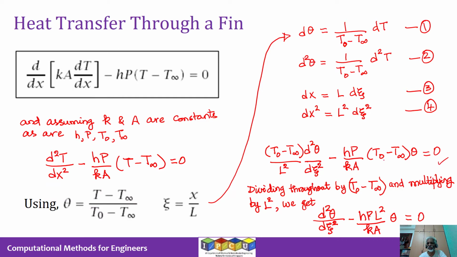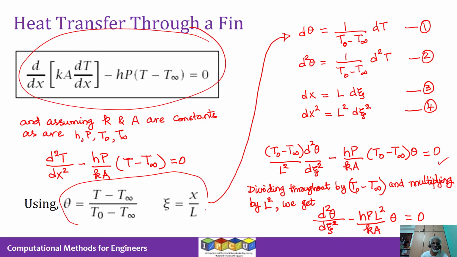Now t naught minus t infinity appears in both the terms there. So I can divide by t naught minus t infinity throughout and also multiply the equation by L squared. When I do that, this equation reduces to d2 theta by d psi squared minus hpl squared by ka times theta is equal to 0. So this equation under these definitions of the variables will become this.